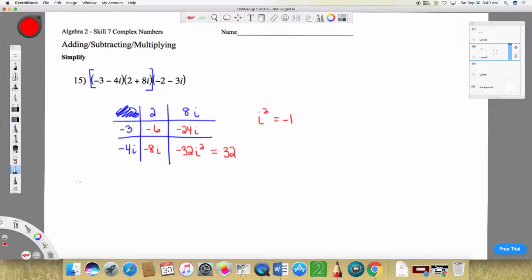And now we come in and say, along our diagonals are like terms. So we've got negative 6 plus 32, which is 26. And along the other diagonal, negative 8i minus 24i, which is negative 32i. And so now that's what this product is.